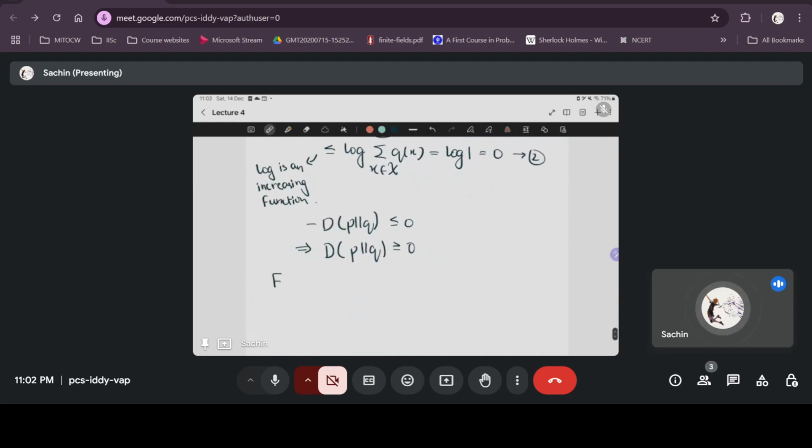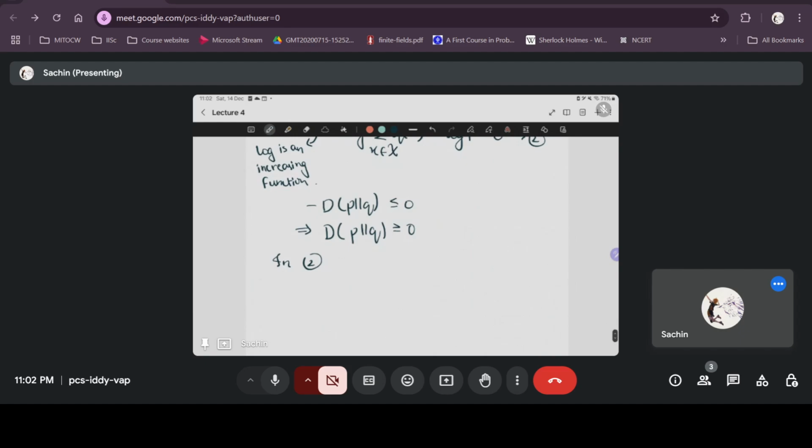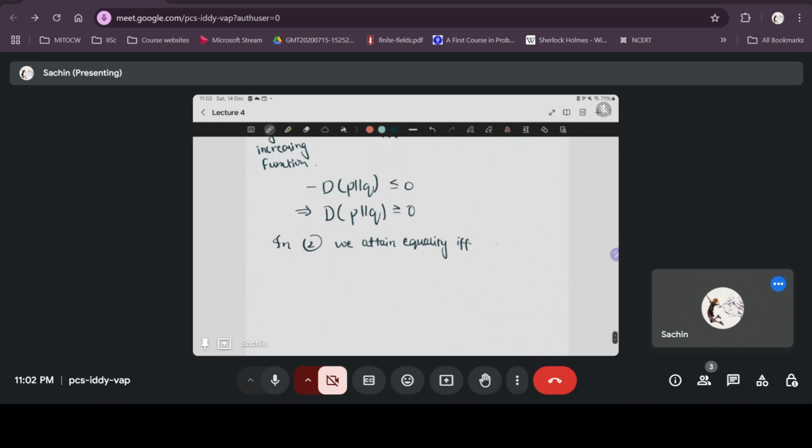From these, in the second inequality, where we summed over all values in script X instead of over all values of A, we attain equality if and only if A is the support of q.